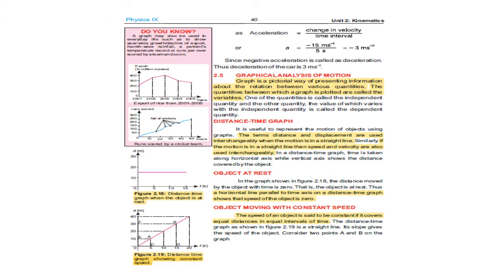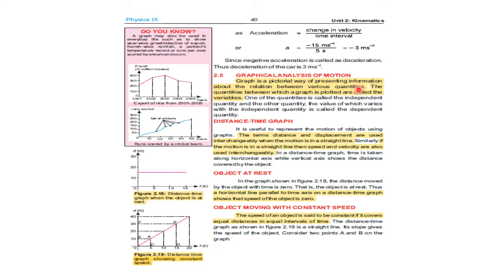Students, please open page number 40 of your books and take the highlighter to mark the important points for objective. In graphical analysis of motion, mark the first line. This is the definition of graph. Graph is a pictorial way of presenting information about the relation between various quantities. I am repeating, graph is a pictorial way of presenting information about the relation between various quantities.